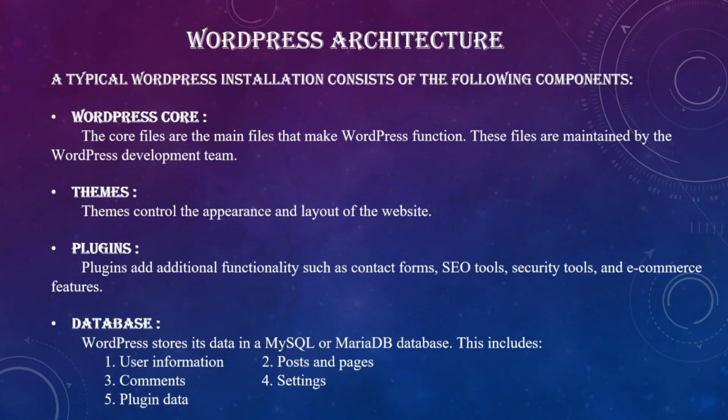Next, WordPress architecture. Typically, a WordPress installation consists of the following components: WordPress core, themes, plugins, and database. In WordPress core, the core files are the main files that run WordPress functions. These files are maintained by the WordPress development team. It is the foundation of every WordPress website and contains essential functionality needed to create and manage a site. Like, it's the main base point of a website.